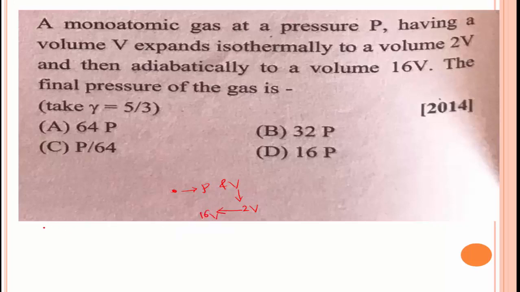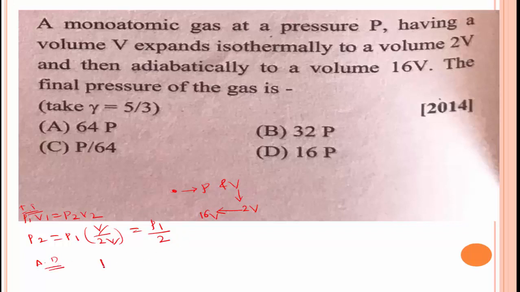In an isothermal process, we know the formula P1 V1 is equal to P2 V2, and therefore P2 is equal to P1 into V divided by 2V, because the volume changes from V to 2V. Here the V gets cancelled, we get P2 is equal to P1 divided by 2. This is for the isothermal process, and next is the adiabatic process.